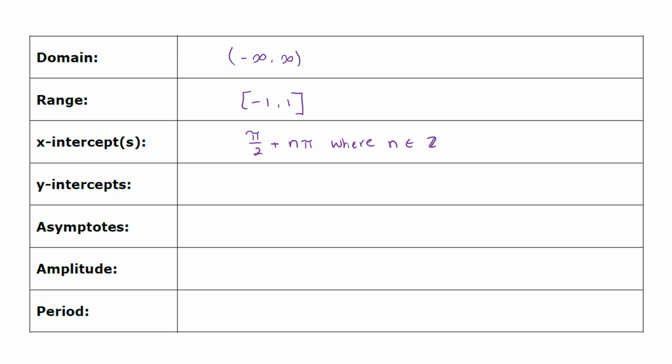Our y-intercept is going to be 1. Cosine does not have any asymptotes. The amplitude is going to be half the distance between the maximum minus the minimum. So that's 1/2 times the absolute value of 2, which is 1. And the period is going to be 2 pi. All right, that's objective 1.